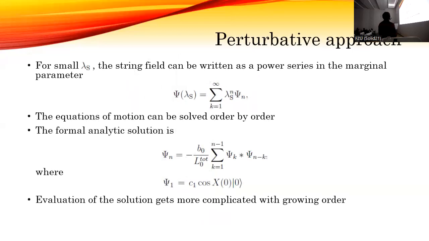Okay, so first I will start with the perturbative approach, because in some sense it's the simplest way to do it. For small values of the marginal parameter, we can expand the string field as a power series in the marginal parameter. We insert this expression into the equation of motion. The powers of lambda s are additive, so we can solve the equations order by order, and we get such a simple solution where the first term is given by the marginal field. This expression is analytic, and this B_0 over L_0 is like the inversion of Q in the Siegel gauge. In other gauges you can replace it by something else, but it's really general. The difficult part is to evaluate the star product, because we have more and more star products, so it gets complicated, both numerically and analytically.